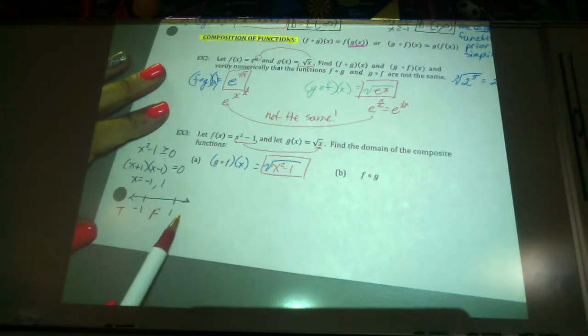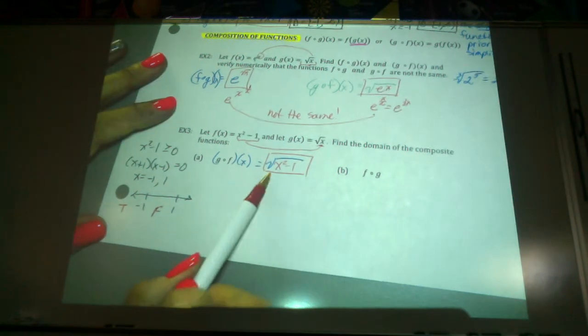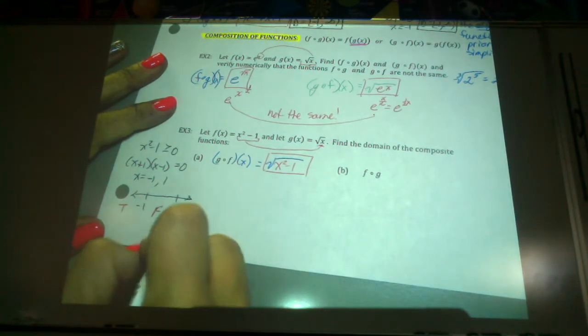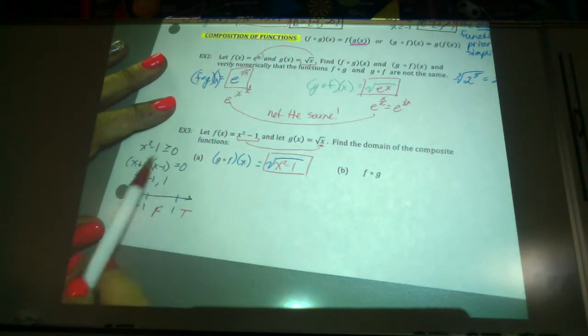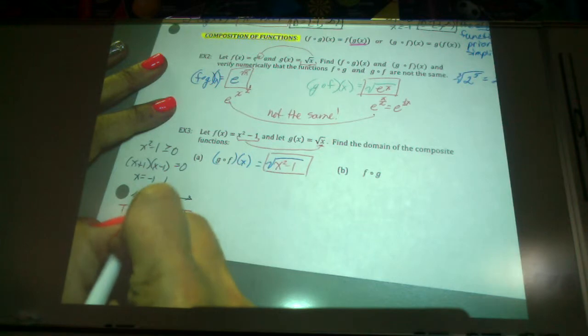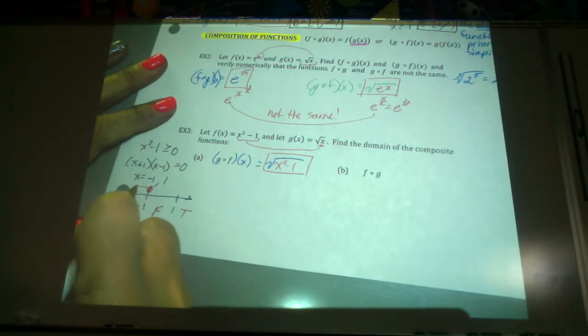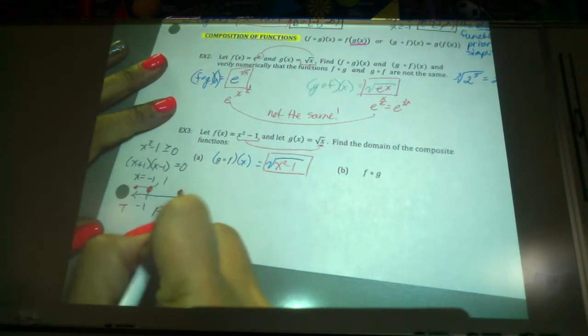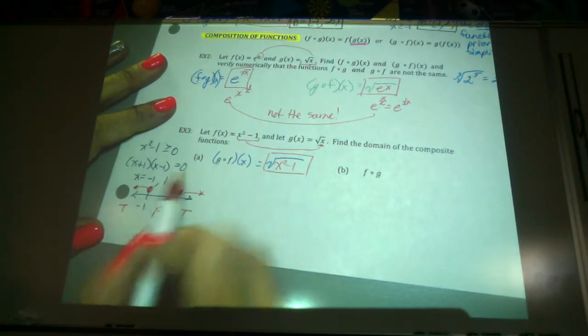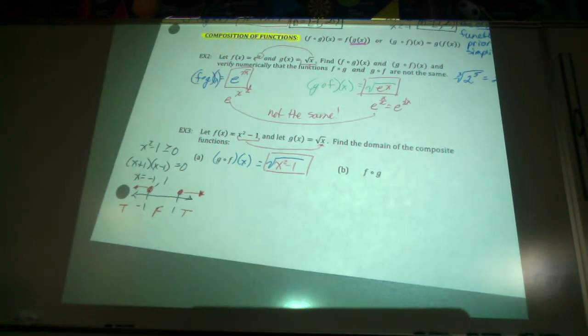Take a number to the right of 1. 5, so do 5 again. So 5 squared is 25, minus 1 is 24. Can't I take the square root of 24? So it's true. And isn't it equal to? So if it's looking like this, I need to have a line over the true part with an arrow, and a line over the true part here with an arrow. And I filled in the circles because it's equal to.